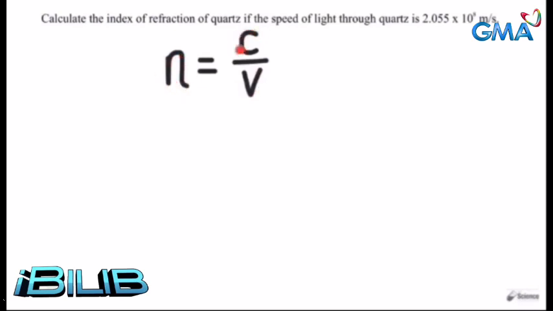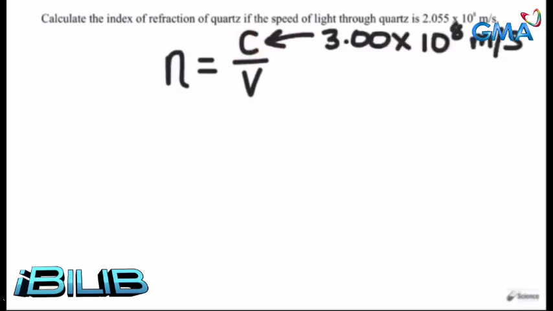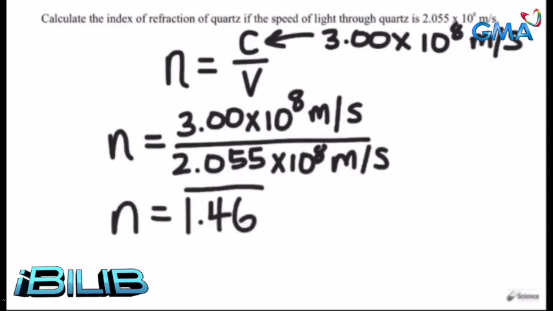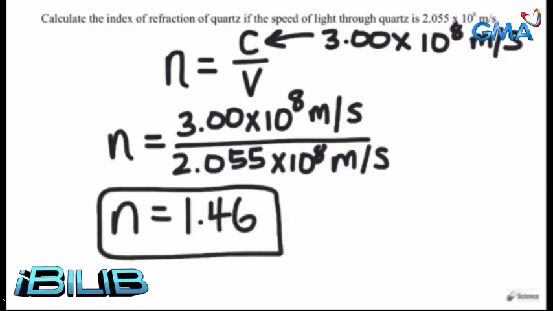Now, we don't need to be told what the speed of light in a vacuum is because it's a constant. The speed of light in the vacuum is 3 times 10 to the 8 meters per second. So we can plug everything into the equation, and we end up with 3 times 10 to the 8 divided by 2.055 times 10 to the 8, and we end up with 1.46. There are no units for an index of refraction because it's just a ratio. It means light travels 1.46 times slower in quartz than in a vacuum.